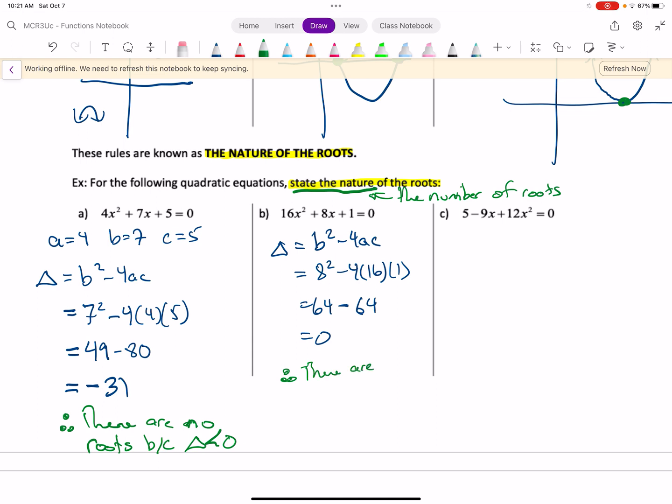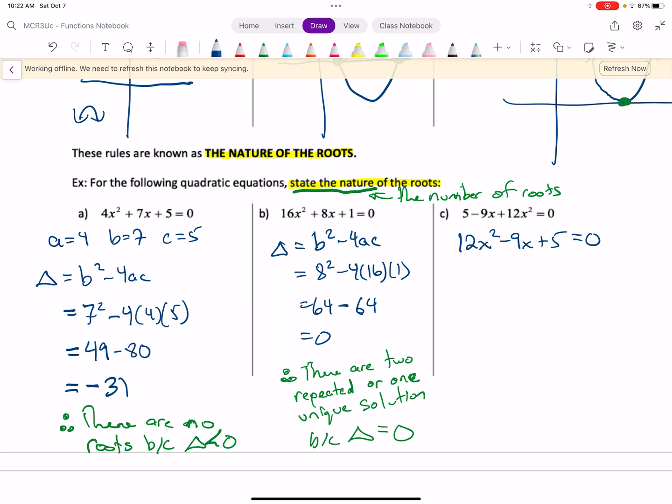there are 2 repeated roots, if you wanted to say it that way, or 1 if you want to say it this way, a unique solution or distinct, because delta was equal to 0. Great. So the last one here, you just have to watch out. Sometimes these things are written not in the order that you would normally expect them. In this one, they have the C first, and then the B, and then the A term. So I'm just going to rearrange it like this.